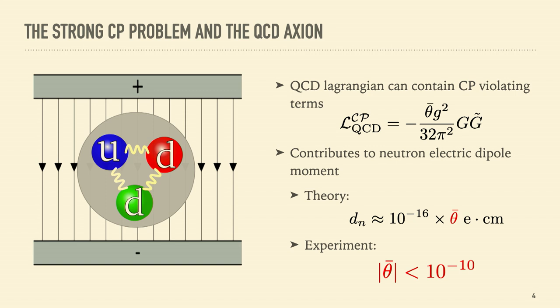But what we can do is calculate what the neutron electric dipole moment should be in terms of the value of that theta bar. And I'll find that it would be about 10 to the minus 16 times whatever theta bar is, in units of electron charge centimeters. And while that may sound small, it's actually very big compared to what we're able to measure in the lab. So we go out, we do those measurements, and what we find is that we can't detect a neutron electric dipole moment, and that sort of justifies our construction of QCD without this term.